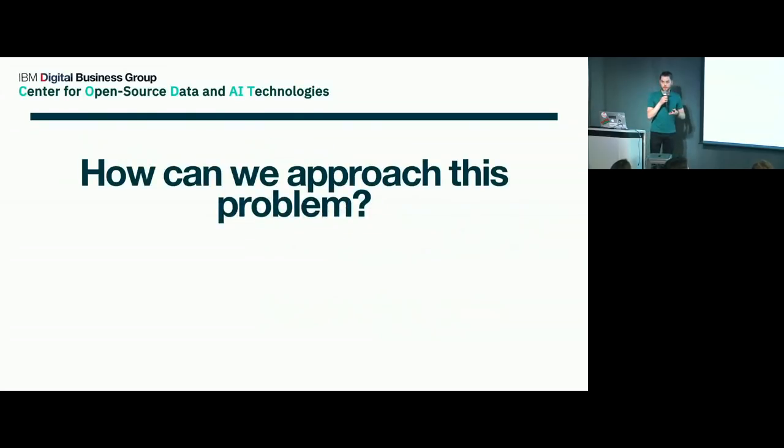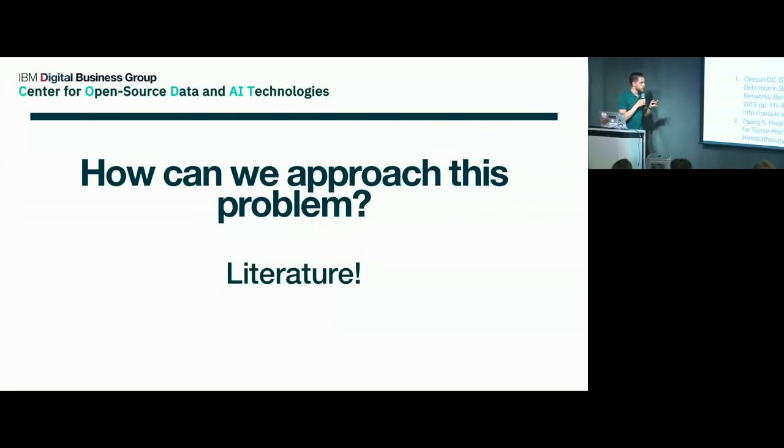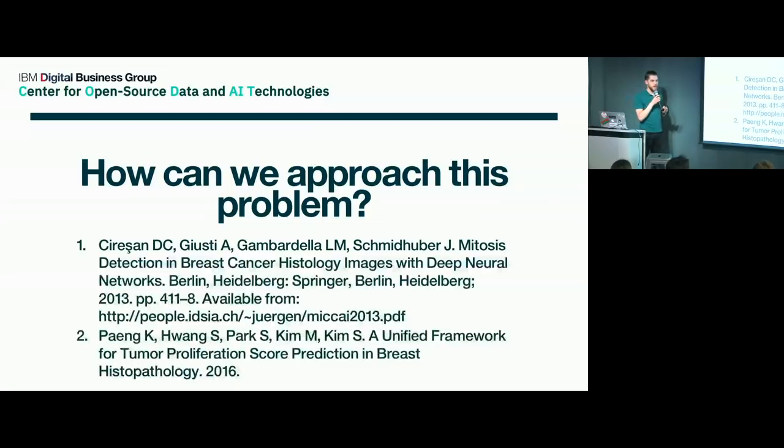So how can we approach it? This is the fun part. First off, literature. If we look this up, this type of problem has been thought about some in the past. In particular, there's a paper from Ciresan et al., which is out of Schmidhuber's lab, a fantastic deep learning researcher. And there's also a paper from Wang et al.